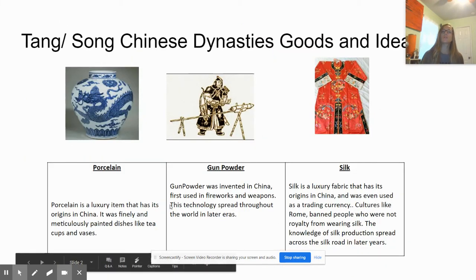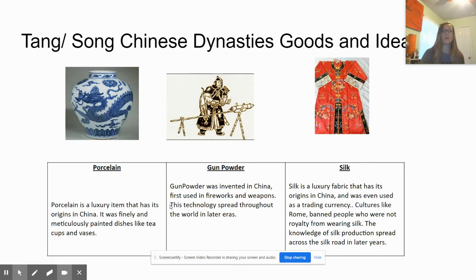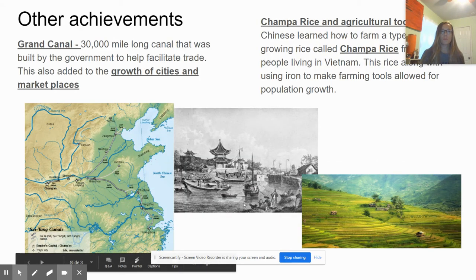And so these are just some of the goods that you might have encountered or you might have seen on your travel journal or on your travel journey. Porcelain. So the Europeans are really going to value porcelain. Silk is a luxury item, and gunpowder as well.